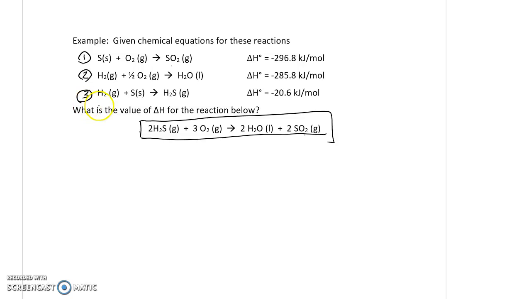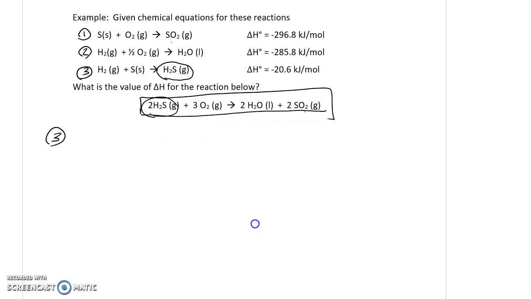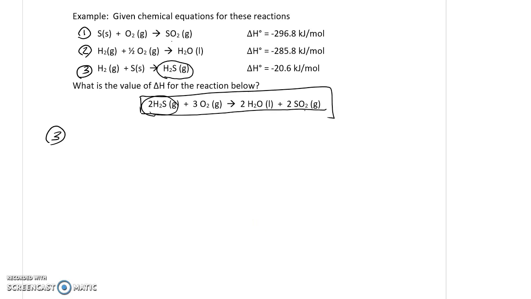So if I look at 3, I have hydrogen, which is not in my overall, and I have a sulfur, but I have H2S here. Now H2S is on the product side, and it needs to be on the reactant side. So what I'm going to do is flip equation 3 around. So I'm going to manipulate that. And that's what I wanted to show you. That's a bit different. That's new from the last 2 examples.